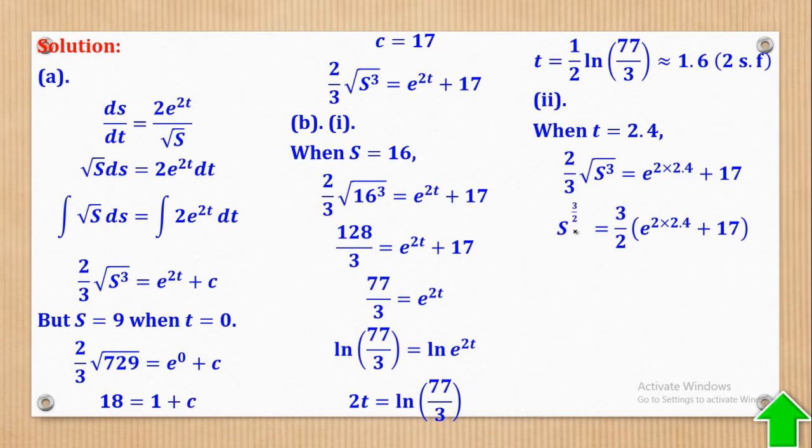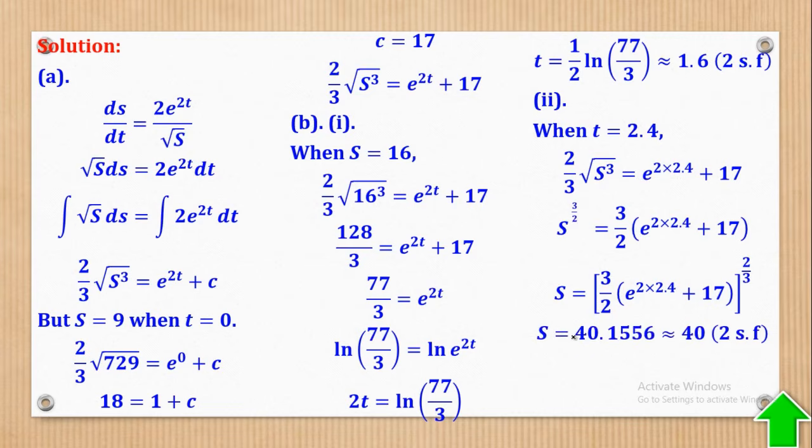Now next is to make s the subject. So when this power goes this side, it becomes the reciprocal. That's why you see here 2/3 instead of 3/2. The next is to use the calculator. We'll come up with this, which approximates to 40 to 2 significant figures.